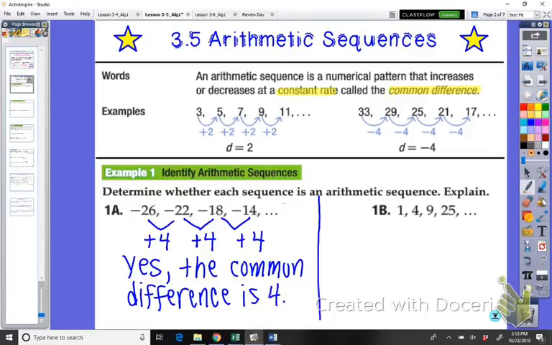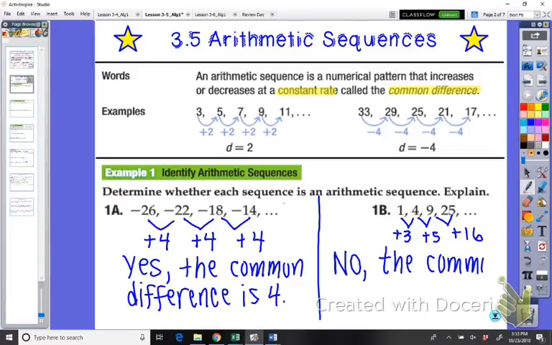All right, example 1b. So how do you get from 1 to 4 using either addition or subtraction? So we should know we have to add 3. From 4 to 9, you add 5. And from 9 to 25, you add 16. So notice you're not adding the same number each time. You add 3, then 5, then 16. So that is not a common difference at a constant rate. So this is no, it's not an arithmetic sequence. The explanation would be the common difference is not the same.